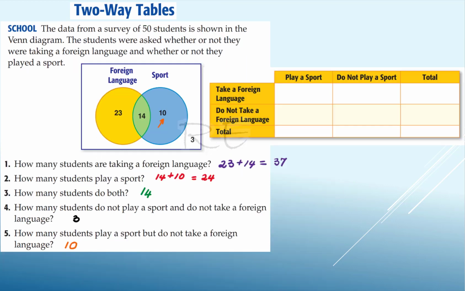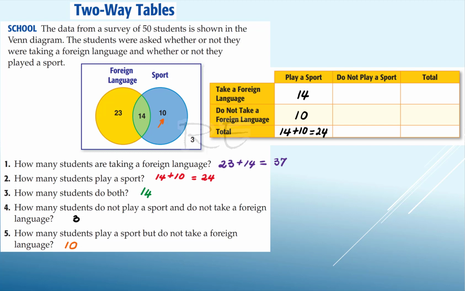Now, if we put this info in a two-way table, play sport, do not play sport in the row, take a foreign language, do not take a foreign language in the column. Play sports and take a foreign language, the intersection, 14. Play a sport and do not take a foreign language, the blue part of the circle, 10, and the total is 24. 14 plus 10.